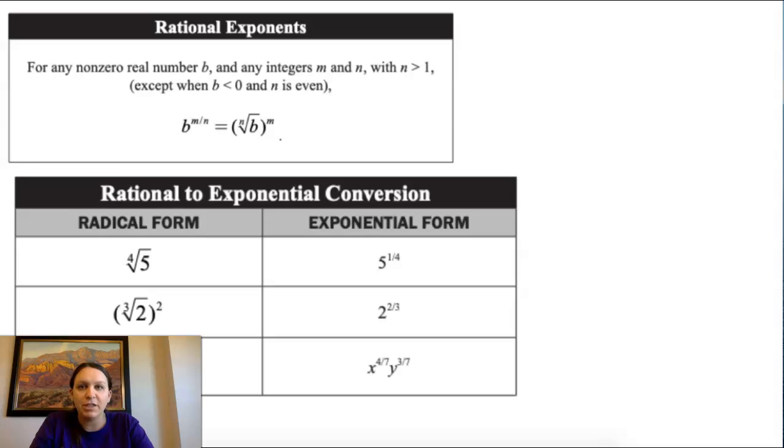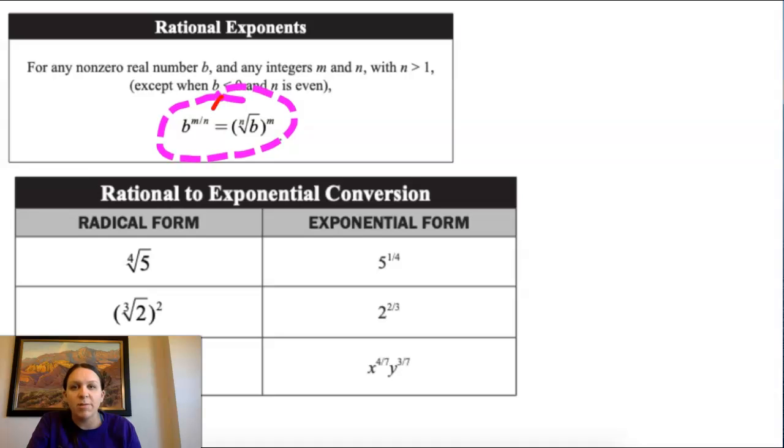Okay, we're looking at rational exponents. And in this section, it looks like we're just going back and forth from radical form, so that has a square root, to exponent form, which is what we call a rational exponent. So the main thing I need you to remember, I took this from your notes, from the textbook, is this.